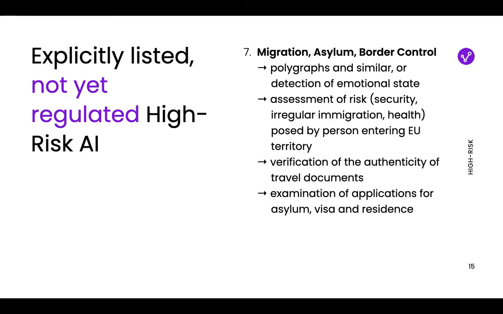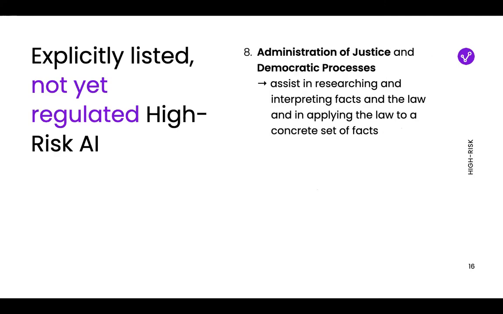Number 7 is the application domain of migration, asylum, and border control. Again, what's affected is polygraphs and similar, or the detection of emotional state. Also, the assessment of risk in terms of security, irregular immigration, and health that's posed by a person entering the European Union's territory, the verification of the authenticity of travel documents, and the examination of applications for asylum, visa, and residence. And finally, the 8th and last application domain is the administration of justice and democratic processes.